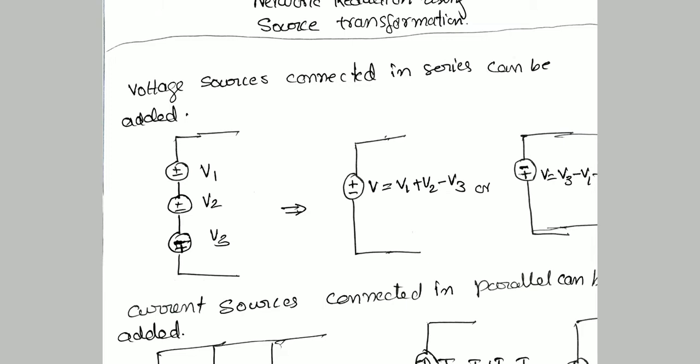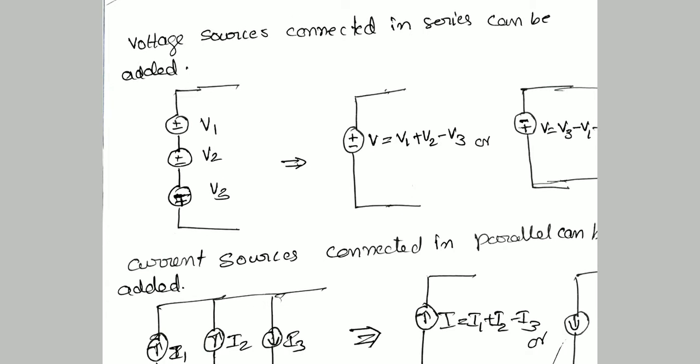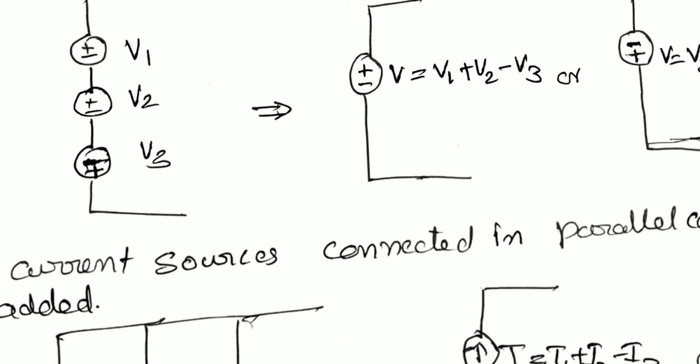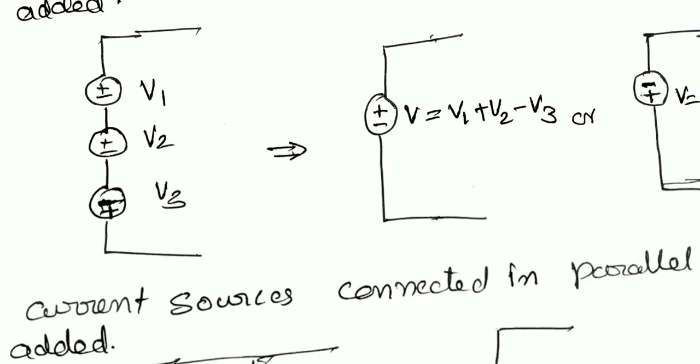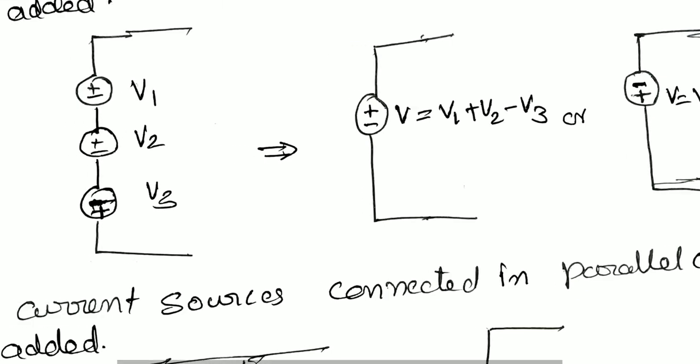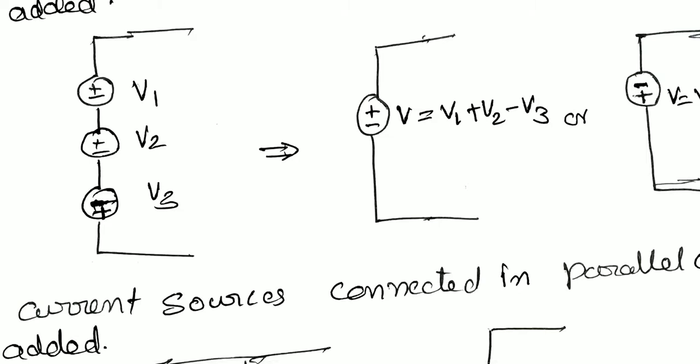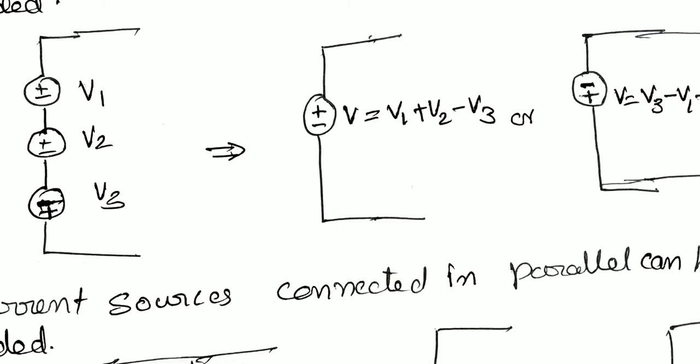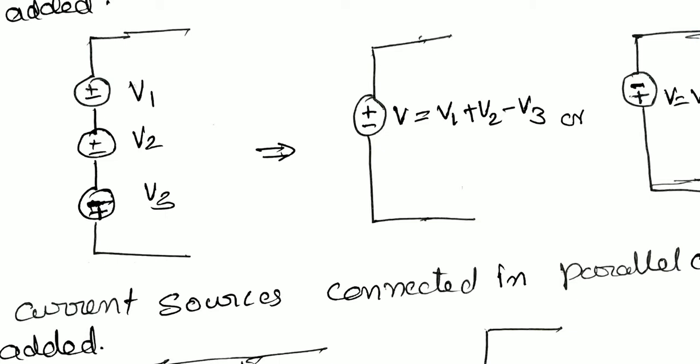if you want to connect them and get an equivalent voltage source, it can be obtained by adding those voltages. For example, here V1, V2, V3 are three voltage sources connected in series. So the total voltage V is equal to V1 plus V2 minus V3. Here minus V3 is because the polarity of V3 is opposite to the polarity of the other two. If I take plus and minus as the polarity of my equivalent source, then I have to consider V1 as positive, V2 as positive, but V3 as negative.